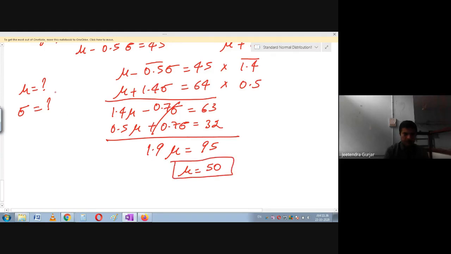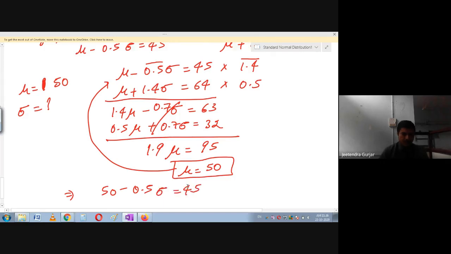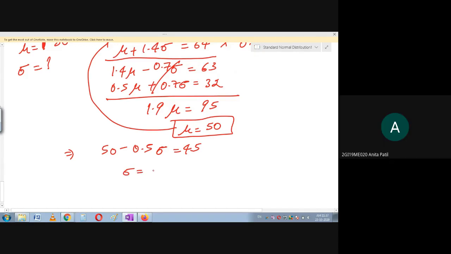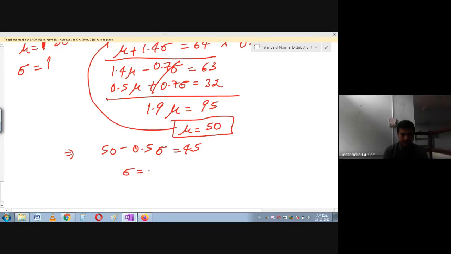I wanted mu, so the answer I have calculated for mu is 50. What about sigma, students? Substitute this 15 in this equation. If you just calculate this, that implies 50 minus 0.5 sigma is equal to 45. If you simplify, what is the sigma value, students? Yes, 10, very good. It is 10. Just substitute this in calculator.